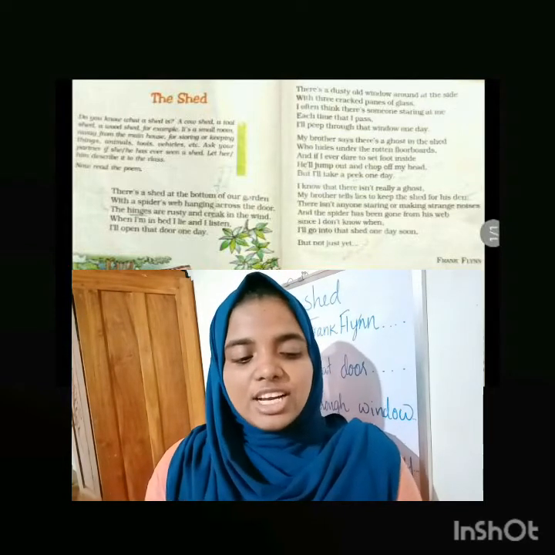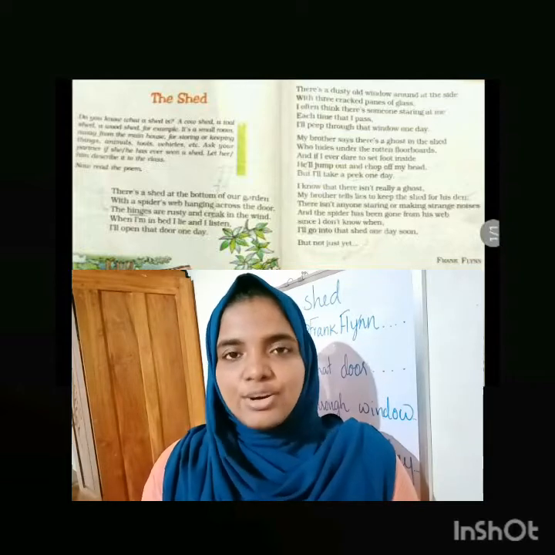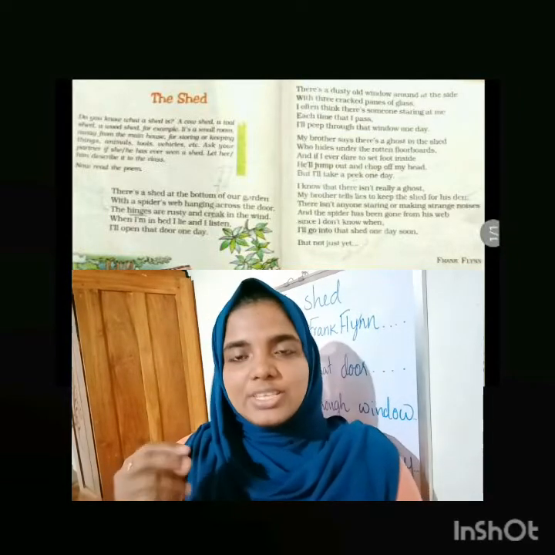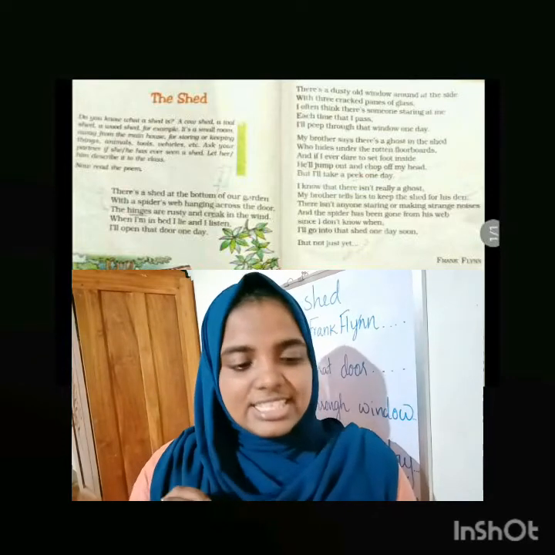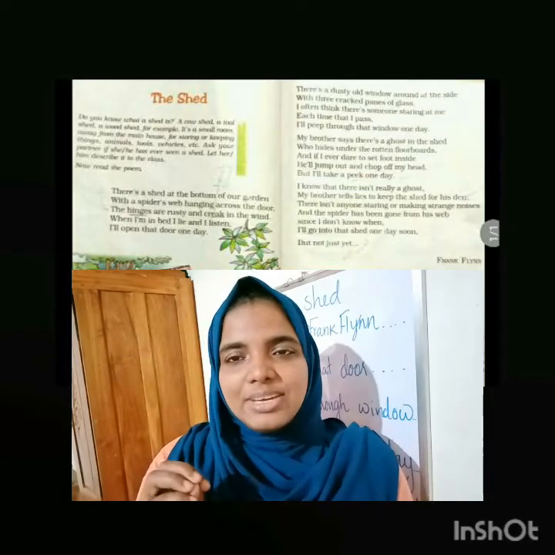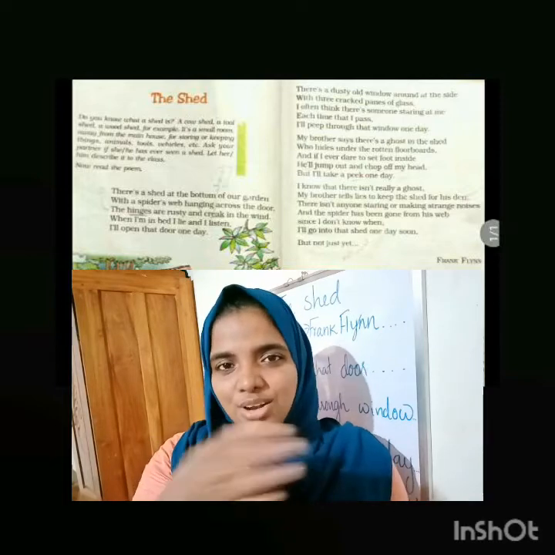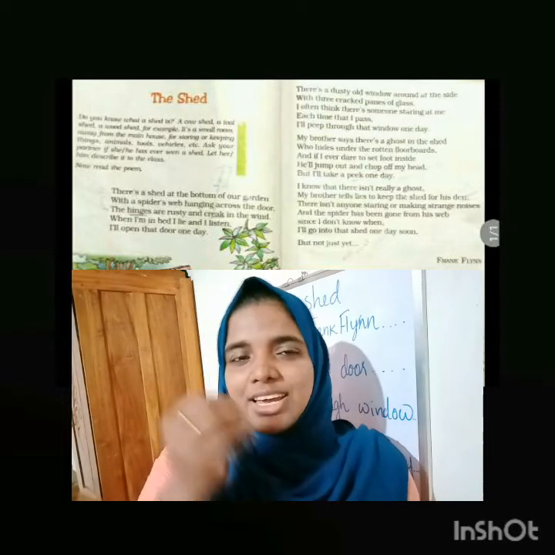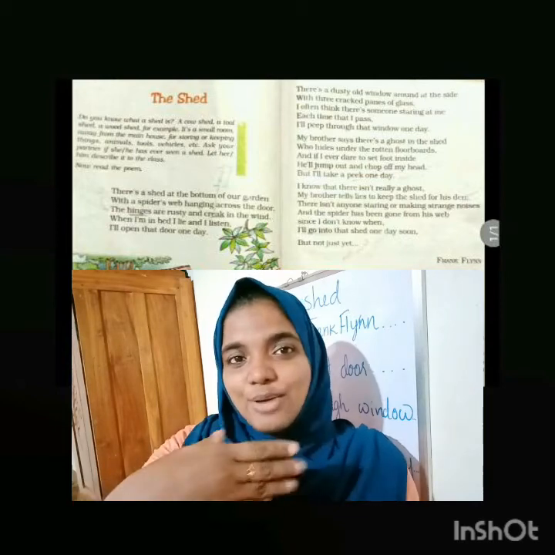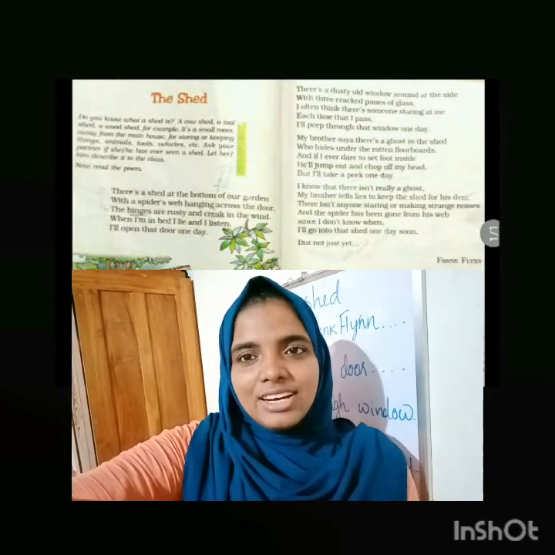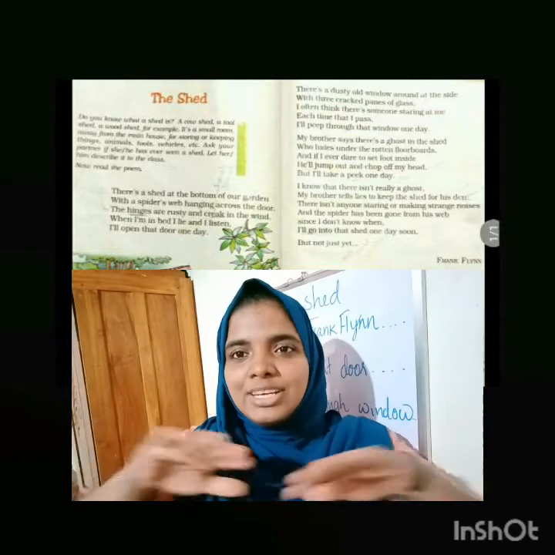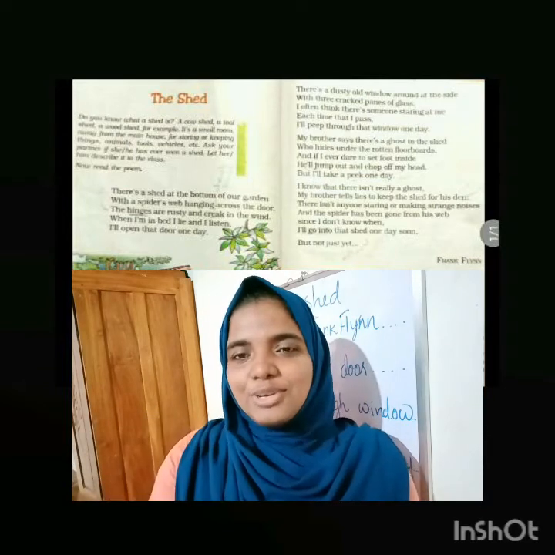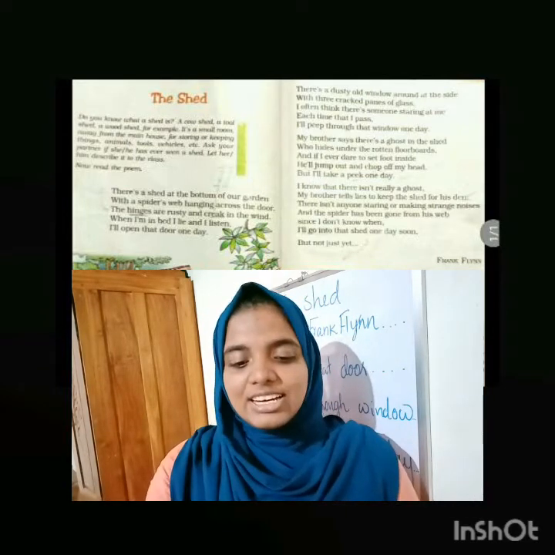The hinges are rusty and creak in the wind. Hinges means the joints of that door. It is very dusty. The locks and the door and the whole shed are dusty, and creak in the wind. Creak means that when the windows and all open and close, a sound comes, creak. You might have seen in films, when they are opening the ghost house, one sound comes, right? When you open the door, that sound. Okay, creak in the wind.